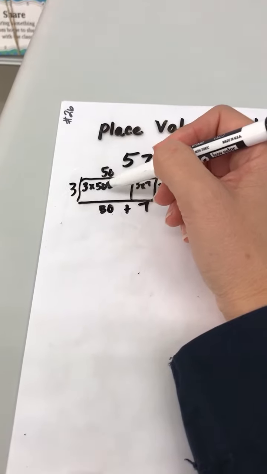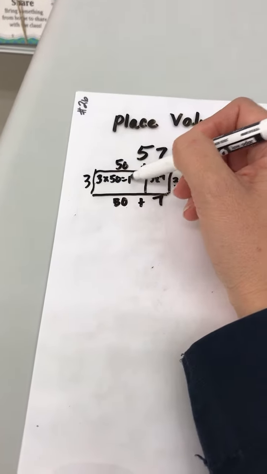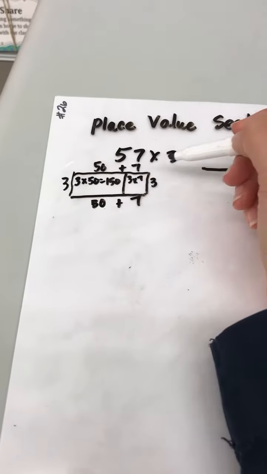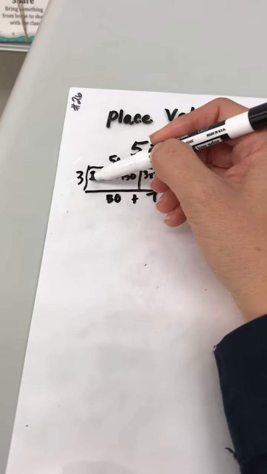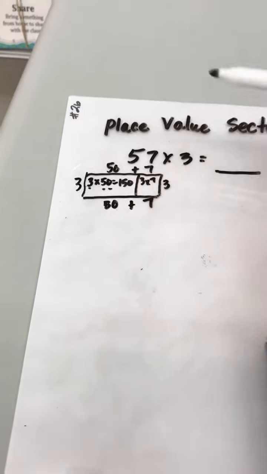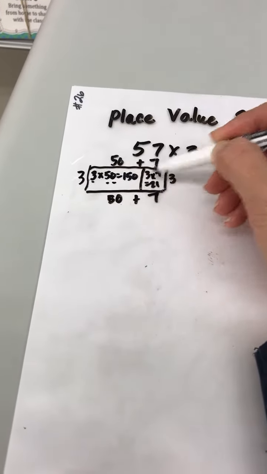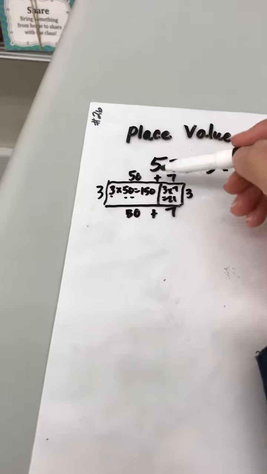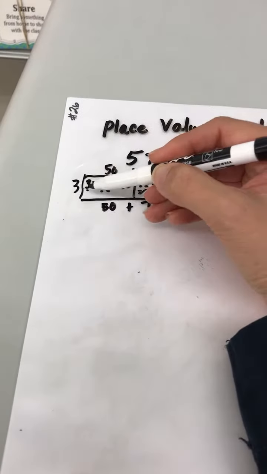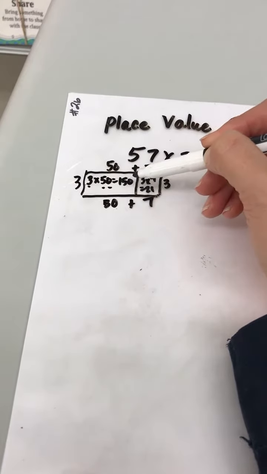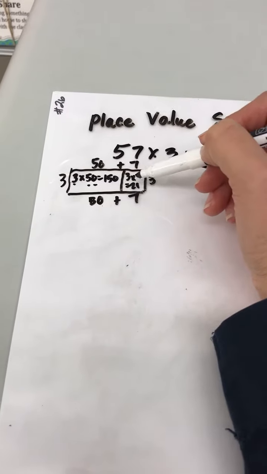So we're going to find the product of this side, and that would be 150. And that becomes mental math because we know the basic fact is 3 times 5, and we're just going to add the 0. And then on this side, we get 21. Okay, so now that I have 2 partial products, I know that this side of the rectangle's area is 150. And this side of the rectangle's area is 21.